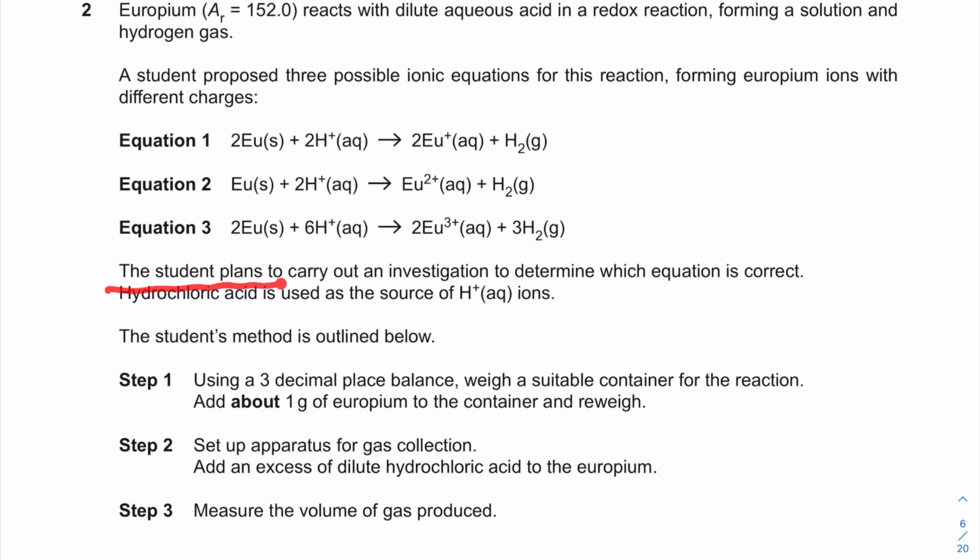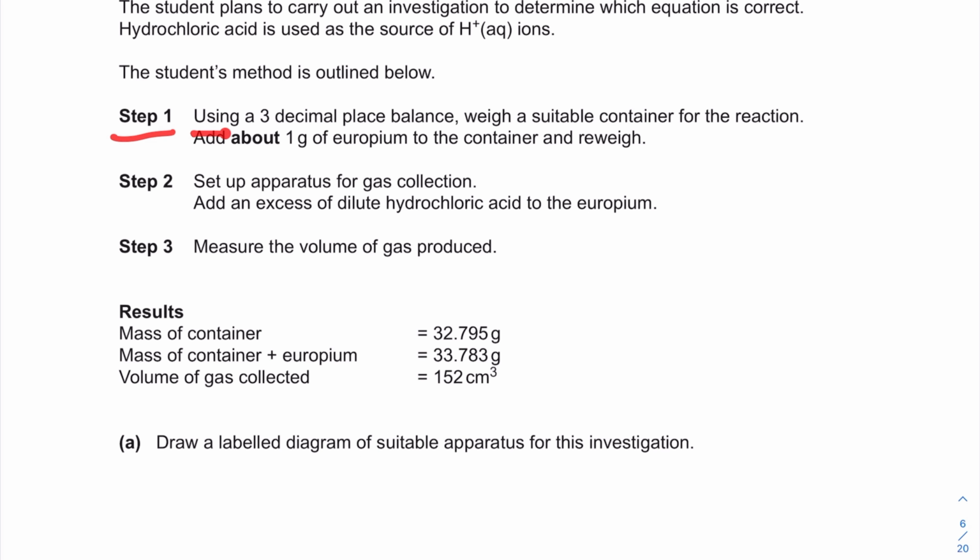The student plans to carry out an investigation to determine which equation is correct. Hydrochloric acid is used as the source of H+ ion aqueous. The student's method is outlined below. Step 1. Using a 3 decimal place balance, weigh a suitable container for the reaction. Add about 1 gram of europium to the container and reweigh.